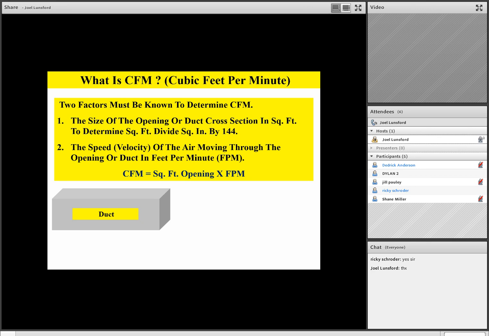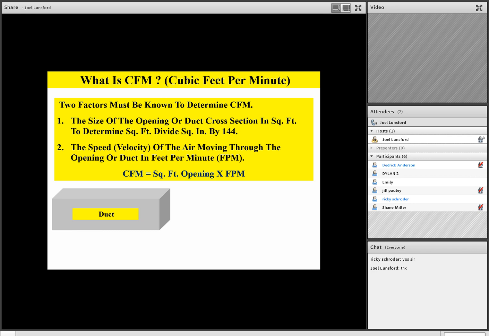So let's do an example. Let's say, for instance, we have a duct that's 12 inches by 12 inches square. So we take 12 times 12 and we divide by 144 and we see that that's 1 square foot. So number one, we always have to get to square foot on our duct section. Number two, we need to measure the velocity or the speed of the air moving through the opening or the duct in feet per minute. And so to find CFM with this formula, we find the square foot opening or cross section of a duct, and then we measure the velocity of the air.